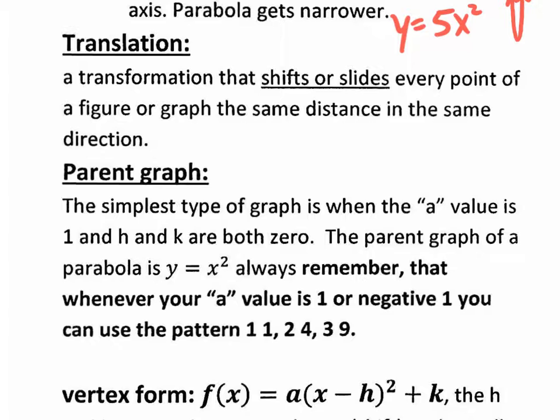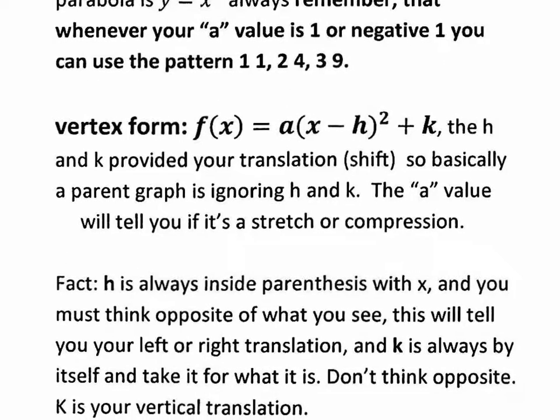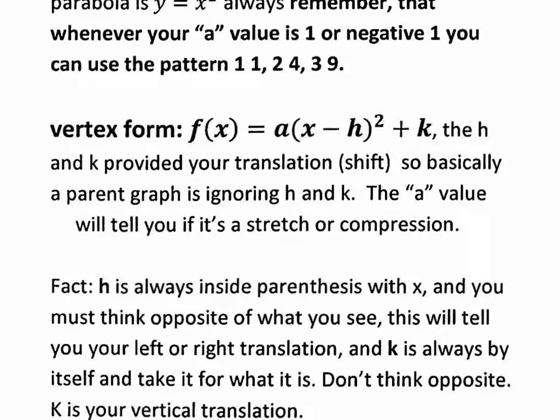Okay, so the parent graph is the simplest type of graph where the a value is 1 and the h and k are both 0. So we've already been graphing y equals x squared. That's a parent graph of any parabola. When you have the a value of 1, you could use a pattern 1, 1, 2, 4, 3, 9. Now, in vertex form, the h and the k move that vertex from (0, 0) to the new (h, k) value. So technically, when you talk about your parent graph and changing it to this new graph, it's going to slide around according to h and k. So the translation is the h and k units.